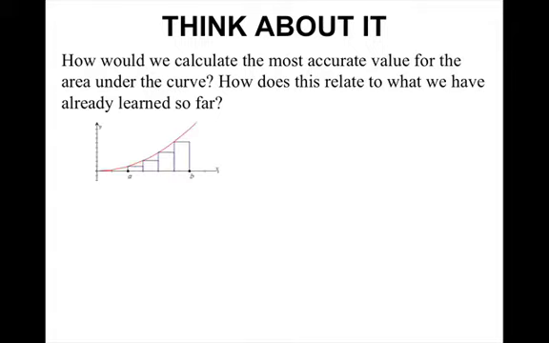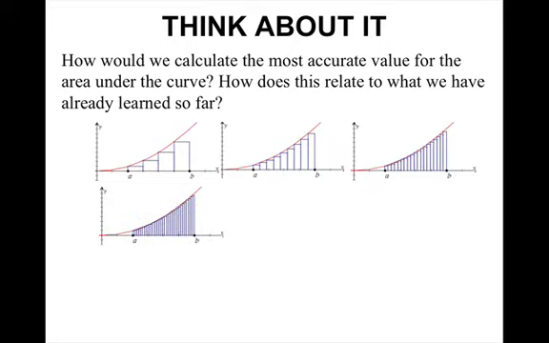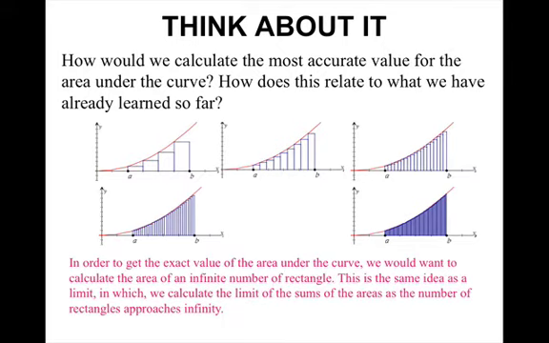So, as we've seen, with 4 rectangles, we get a fairly good approximation underneath the curve. But what if I was to increase the number of rectangles and keep increasing them until I get an infinite number of rectangles? In order to get the exact value of the area under the curve, we would want to calculate the area of an infinite number of rectangles. This is the same idea as a limit, in which we calculate the limit of the sums of the areas as the number of rectangles approaches infinity.